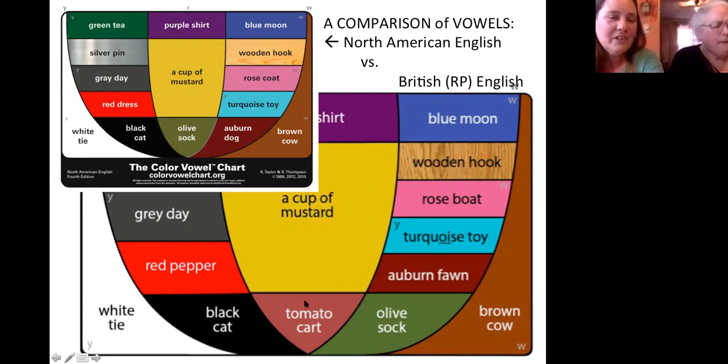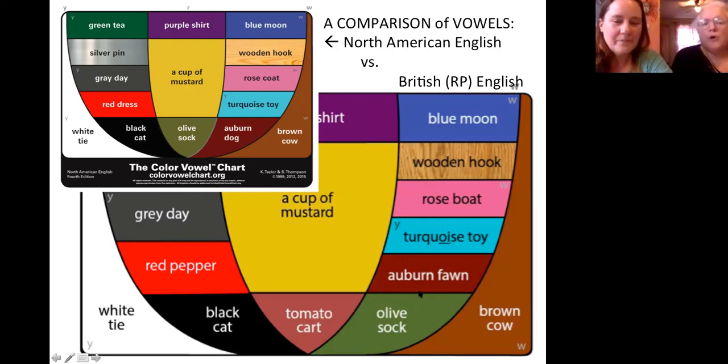So we've moved. Olive sock has become tomato cot, and olive sock American English has moved now to olive sock, which is my Auburn dog. It's a low back rounded vowel. It's sometimes written as an upside down A. And then Auburn dog American English has become Auburn fawn, which is the classic open O symbol. And this one has a long mark after it. I'm worried about length a little bit, but that's for further research.